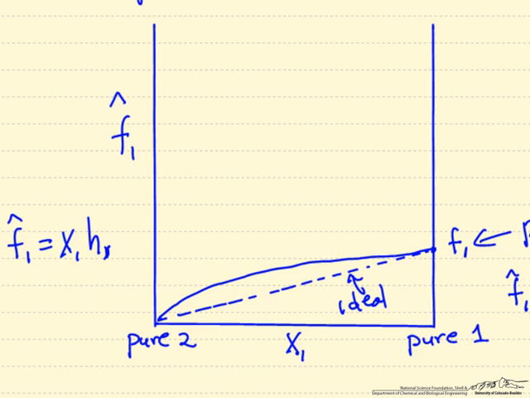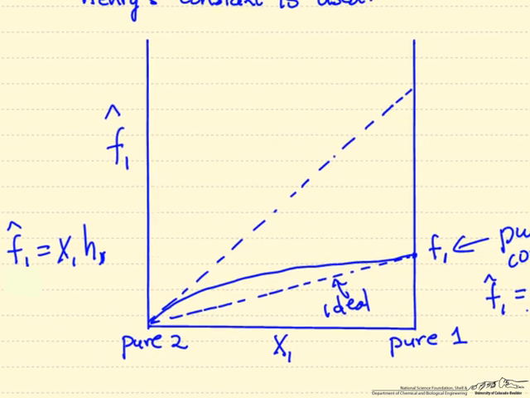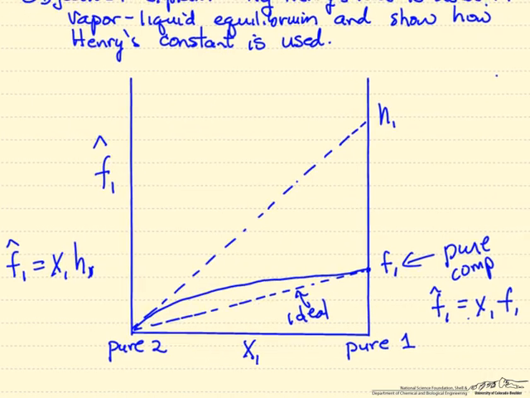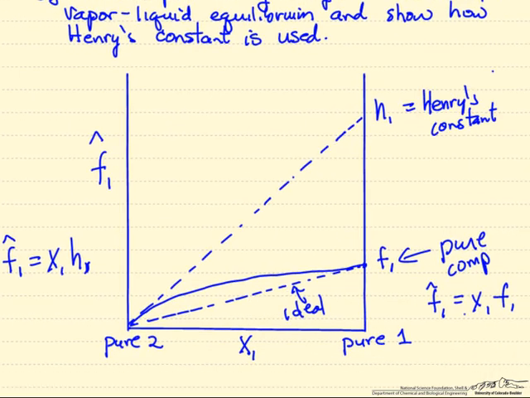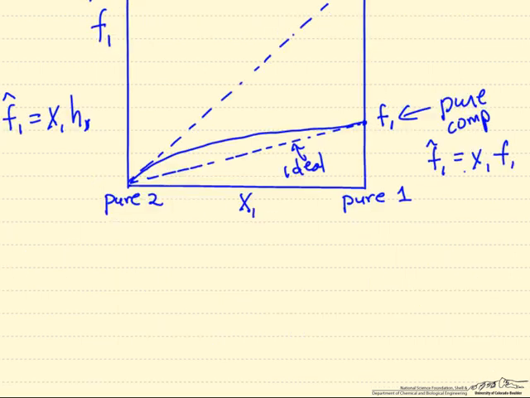And so if we look at this plot and we draw a tangent at the low concentration, what we're interested in is a straight line behavior. So this is h1. This is Henry's constant, and it's a function of both component 1 and component 2 because it's a function of their interactions. So we're only going to use it at the low concentrations where this is going to be a pretty good approximation. The question might be why we would use it at all.